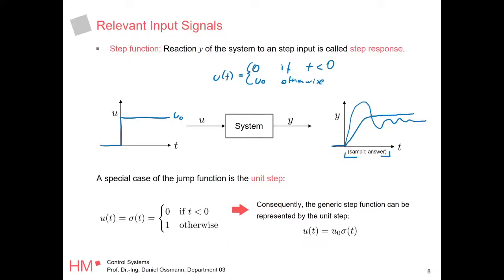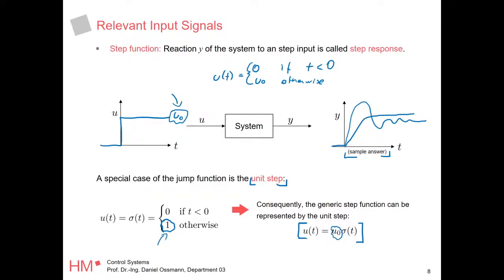To make our life a little bit easier, because we say we have linear systems, we can just define the so-called unit step. It's pretty easy. It's the same thing as above, only that the amplitude is 1 here. So the consequence is that we can define every other step input with this unit step, because this guy here is just a scaled version of this guy. So we can pull out the amplitude.